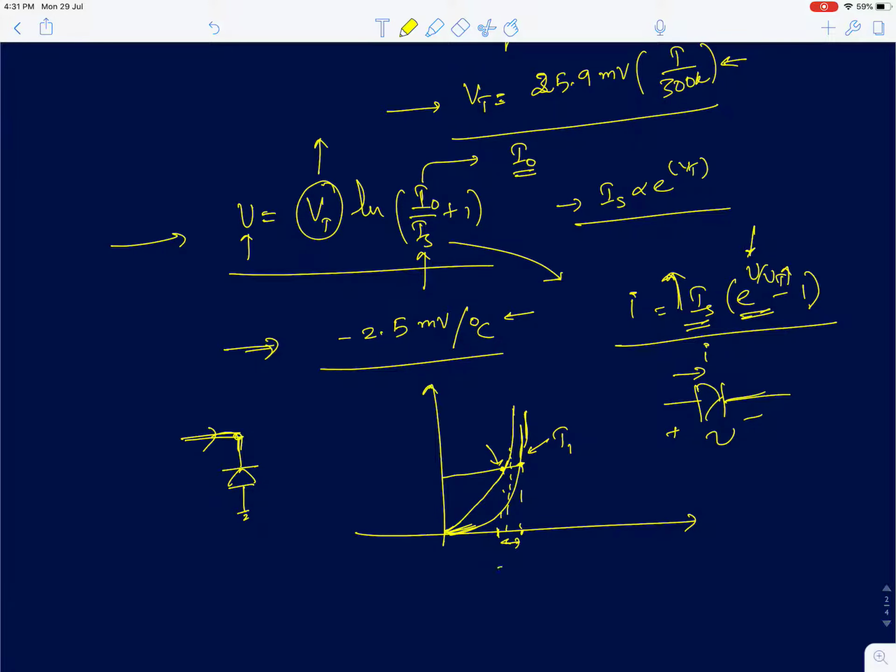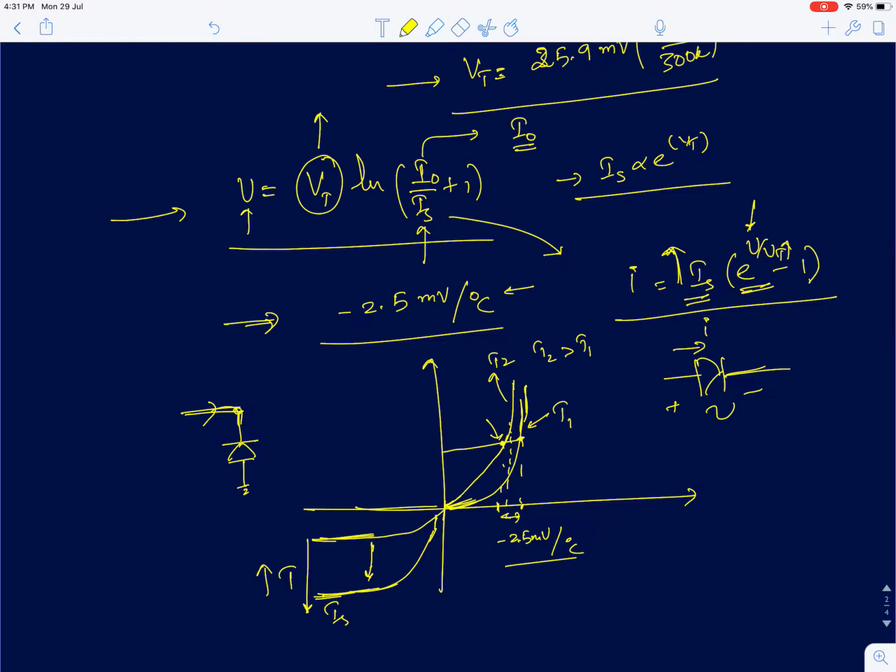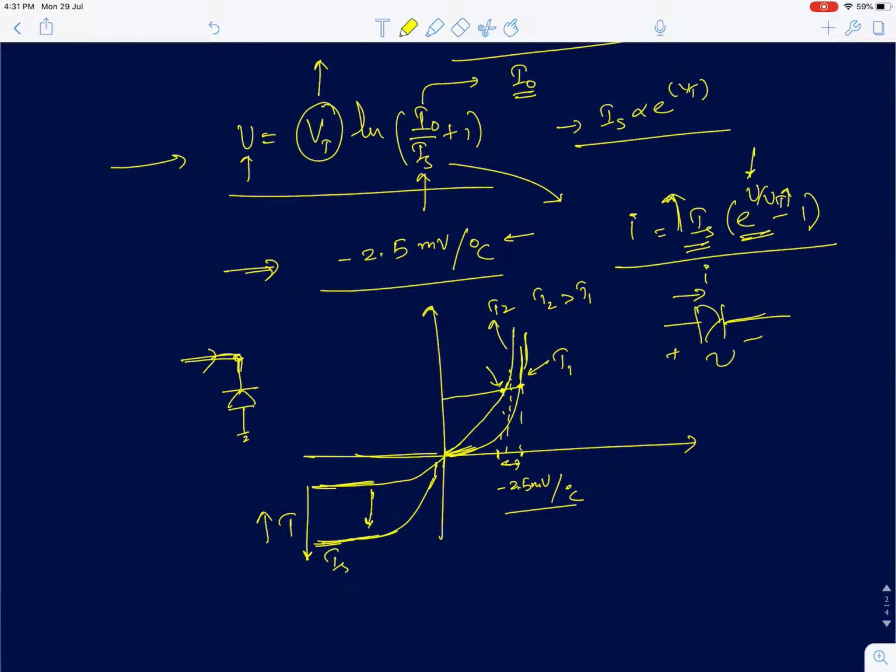The gap will be around minus 2.5 millivolt per degree centigrade, and this is for T2, where T2 is greater than T1. And in the reverse bias region, we already discussed the current is purely Is, the reverse saturation current. The current will actually increase significantly with temperature. It will have a large variation with temperature. If temperature increases, the reverse saturation current also increases. So we have very briefly discussed the temperature dependence of diodes and the current flowing through a diode.